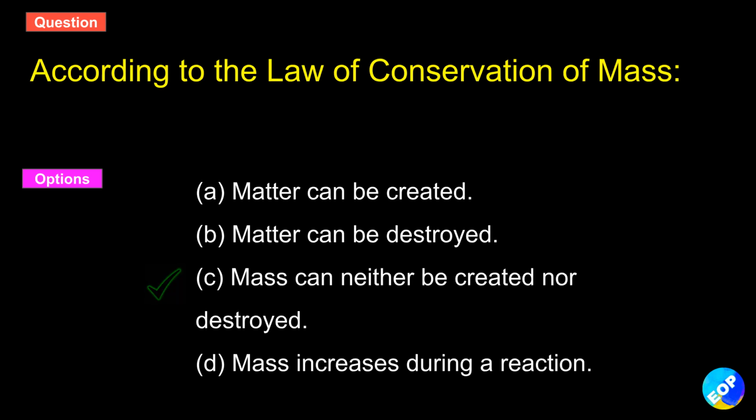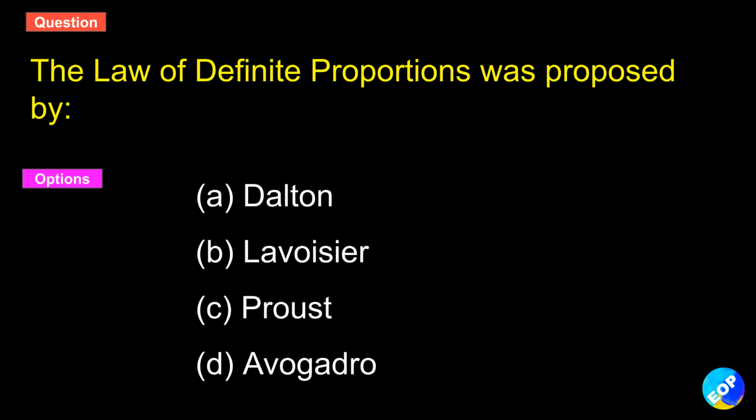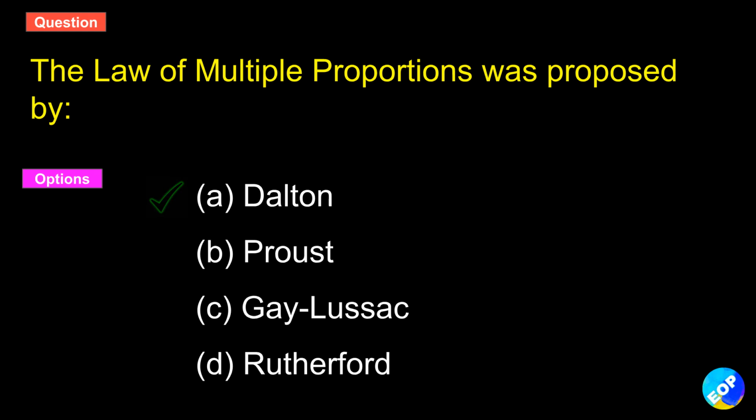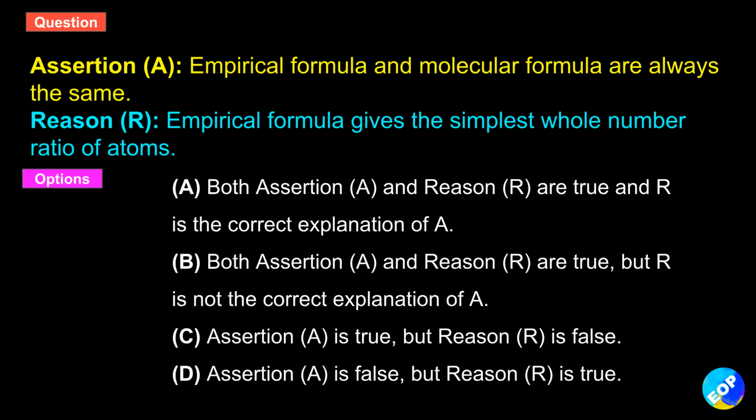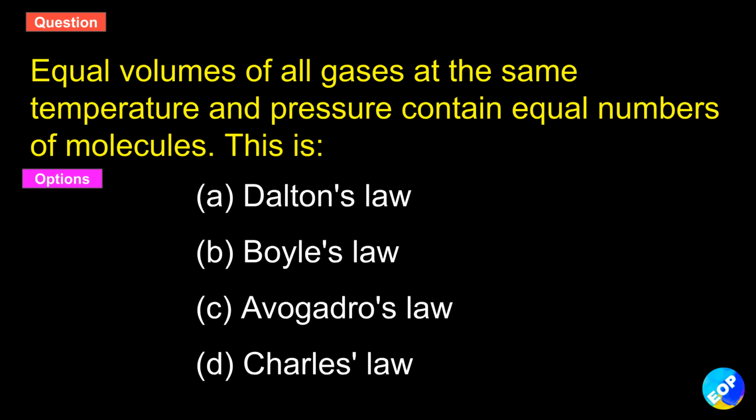According to the law of conservation of mass, mass can neither be created nor be destroyed. The law of definite proportions was proposed by Proust. The law of multiple proportions was proposed by Dalton. Consider the statements. Assertion A says empirical formula and molecular formula are always the same. Reason R says empirical formula gives the simplest whole number ratio of atoms. Answer is D. A is false, but R is true.